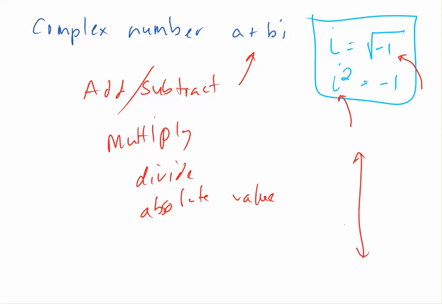And I showed you how to graph a complex number on a plane like this, where it goes from imaginary up here to negative imaginary, and real numbers, positive and negative, go on the x-axis.